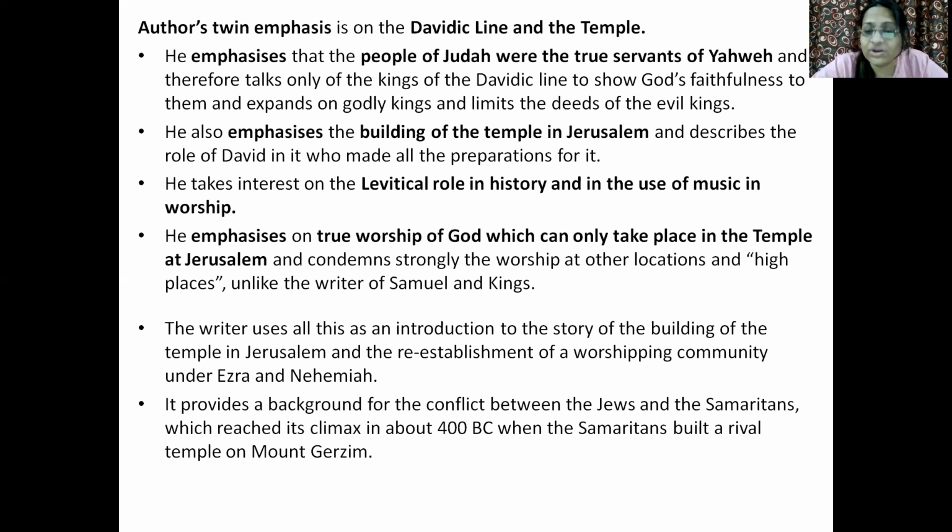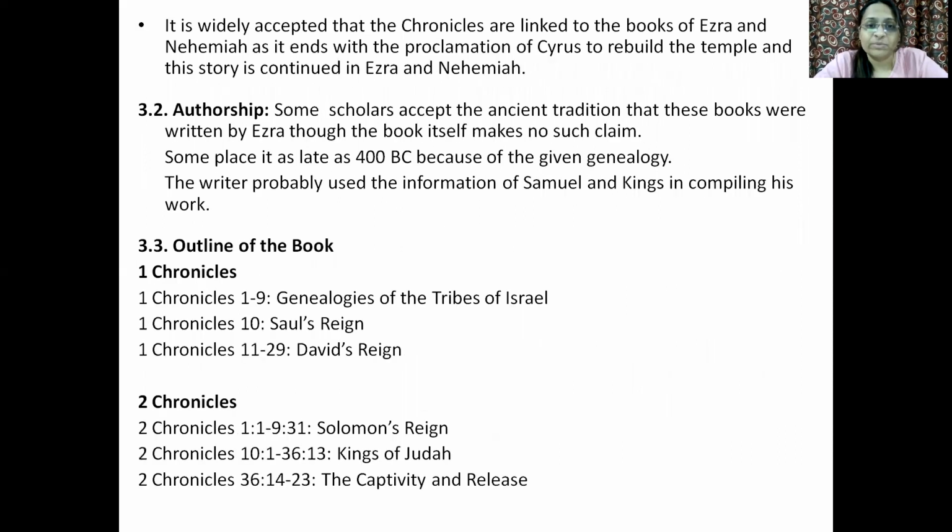If you remember John 4, the Samaritan woman at the well talks about worshiping at the temple at Mount Gerizim. So she says that you worship in Jerusalem and we worship on Mount Gerizim. So that's the scenario over here, and that's a background that we get from the book of Chronicles.